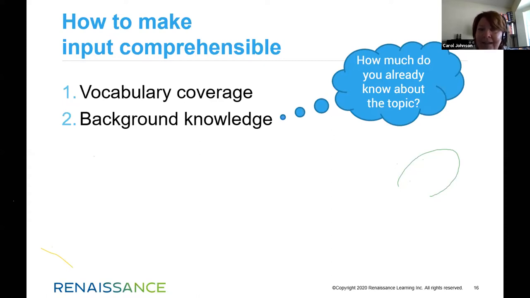But the second thing that's equally as important is your knowledge about the text itself, your knowledge about the topic. So how much you know about the topic also affects how well you can understand what you're either hearing or reading. In this case, we're talking reading. And I want to share an example with you in my own language learning. And I just imagine that all of you have some example in your own experience of language learning that you will be able to relate to this.